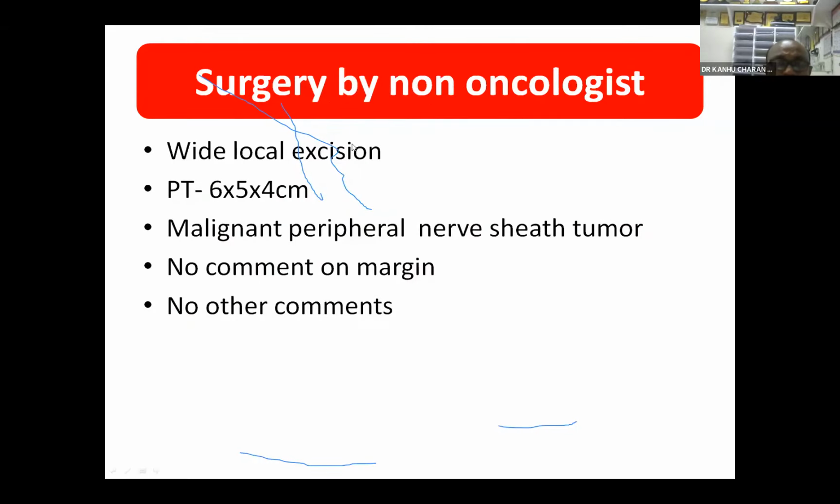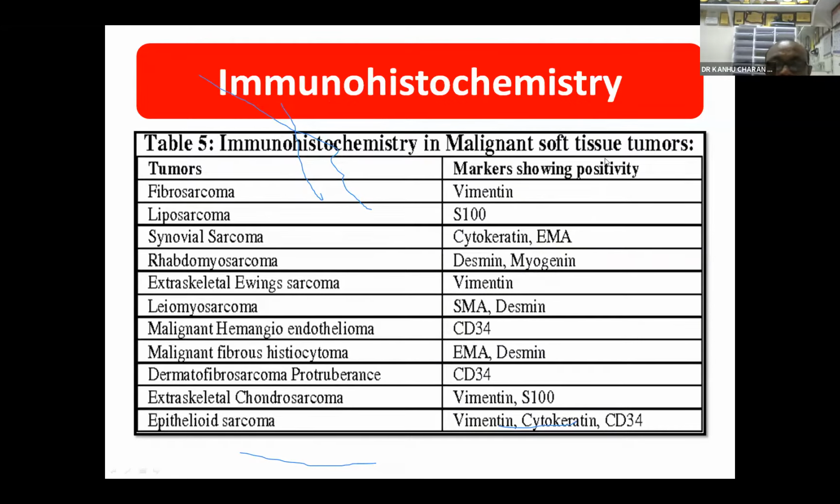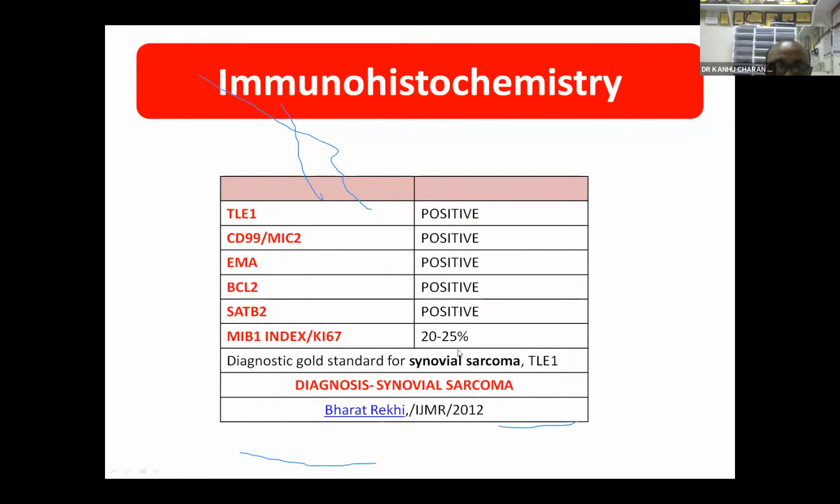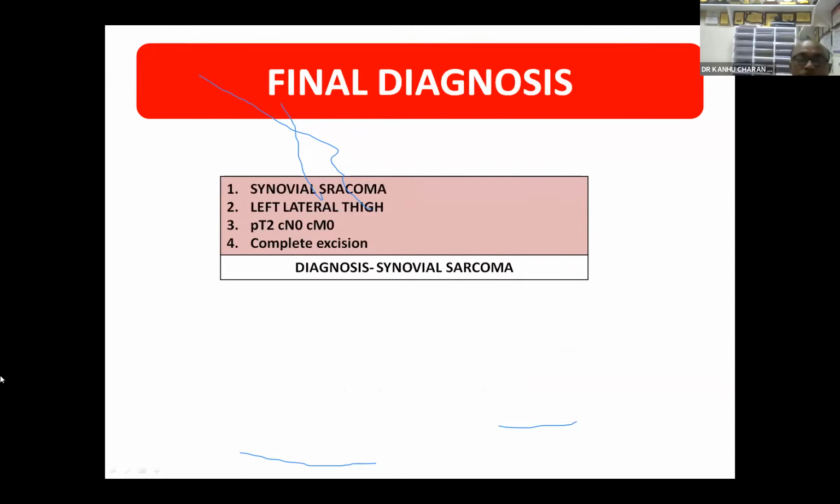So a non-oncologist did the wide local excision. The lesion measured 6 x 5 x 4 centimeters, reported as malignant peripheral nerve sheath tumor, with no comment on margin and no other comments. So we did IHC; these are the various IHC markers, you can go through which tumor shows which marker positive. We did CD99 positive, BCL2 positive, and TLE1 positive, and this gives rise to synovial sarcoma. TLE1 positive is the gold standard. So the final diagnosis: synovial sarcoma, left lateral thigh, pT2, complete excision.